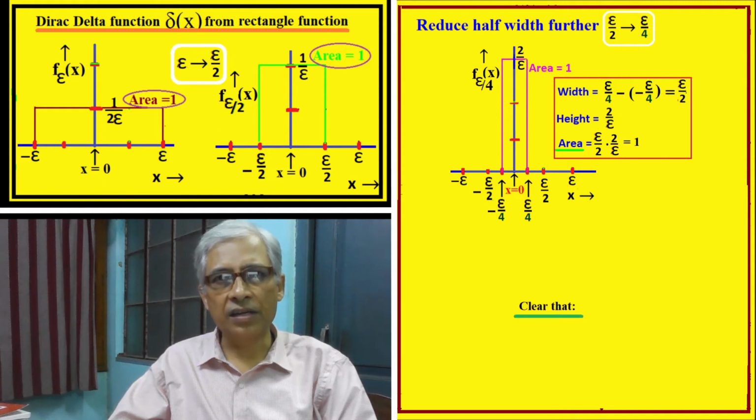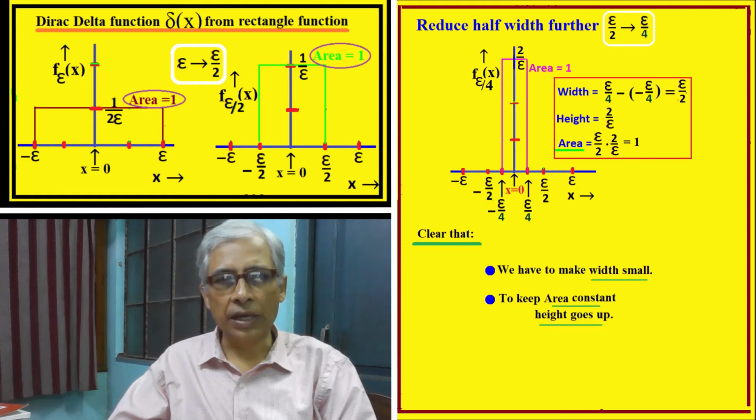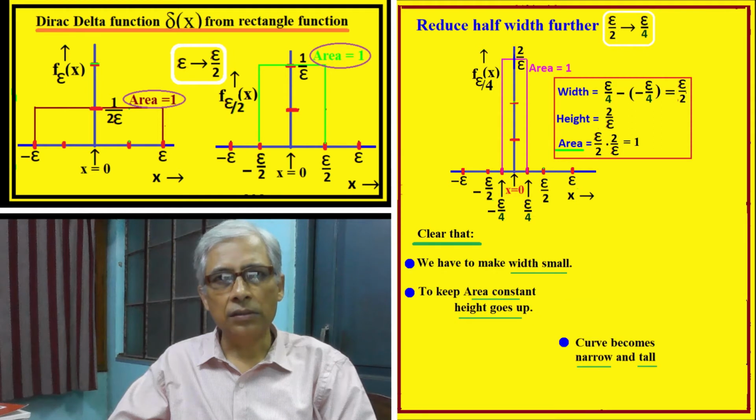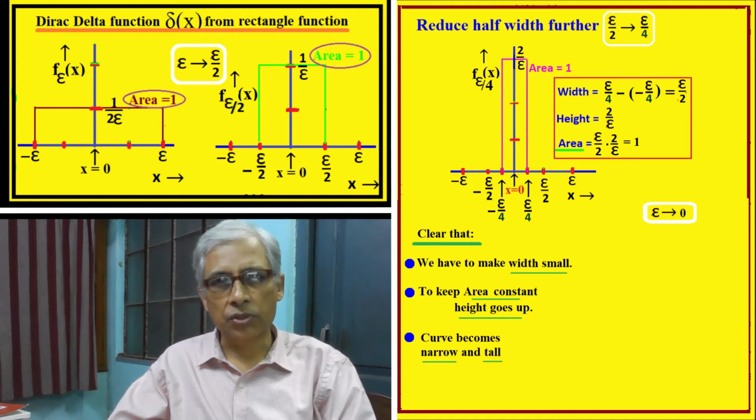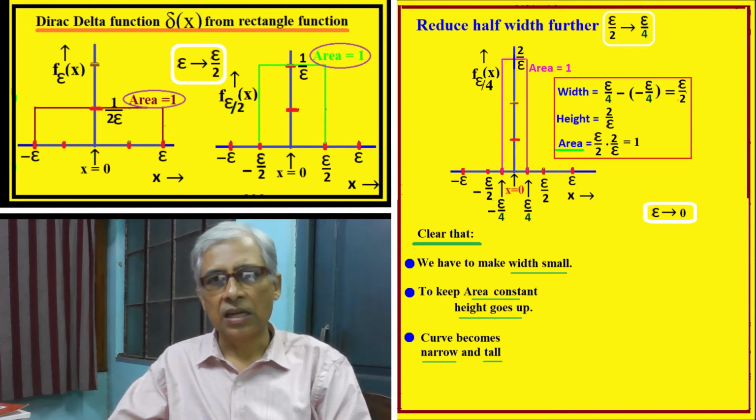One thing is very clear from the discussion. We have to keep area constant at unity, and to do that we have to shrink the width, and so the rectangle or the box becomes narrow, and at the same time the rectangle or the box becomes tall and taller. Let us now complete our mission. That is, let us aim to sit on top of x equal to 0. That is, let us force our way to the origin.